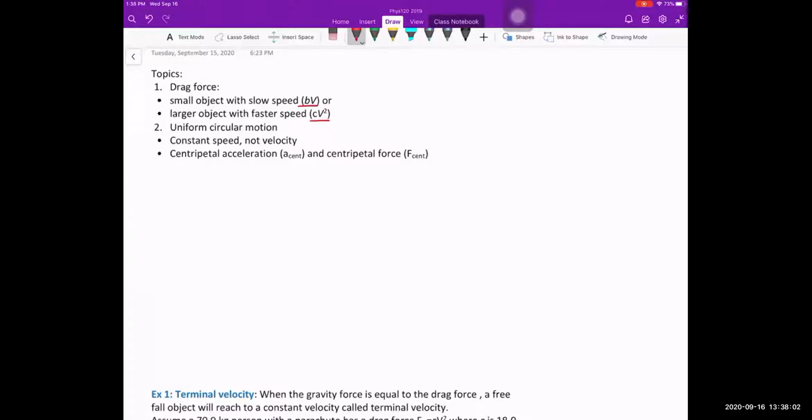And if the object is larger, such as a human being, a car, or an airplane, they are large, but they move very fast. Well, a human being is not going to move very fast, but if you are dropping from a height, like you jump off a cliff, then your speed will get faster and faster, and you will be modeled as the larger object with a faster speed. So that would be c times v squared. The important thing I want to point out is this v over here. This v represents the speed.